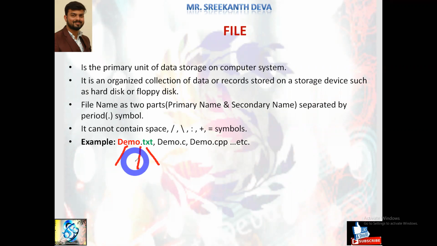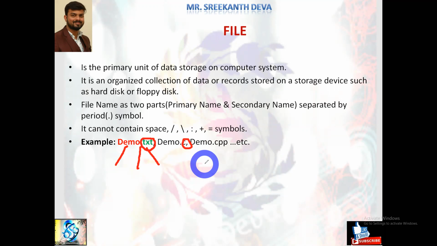The primary name can be of how many characters? Around 1 to 8 characters in length. Like here, how many characters did I provide? DEMO, I gave 4 characters. You can give up to 8 characters in length. And the secondary name can have 3 characters at most. At most, how many characters may we give here? 3 characters. At least you can give 1 character.